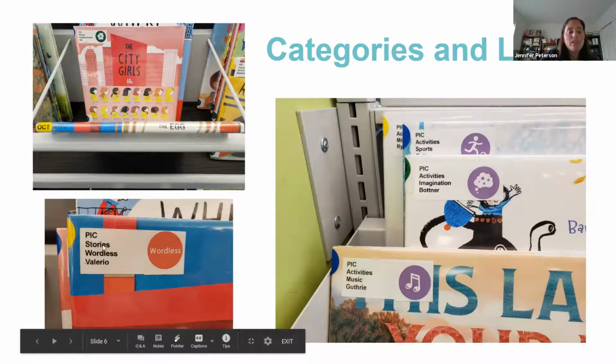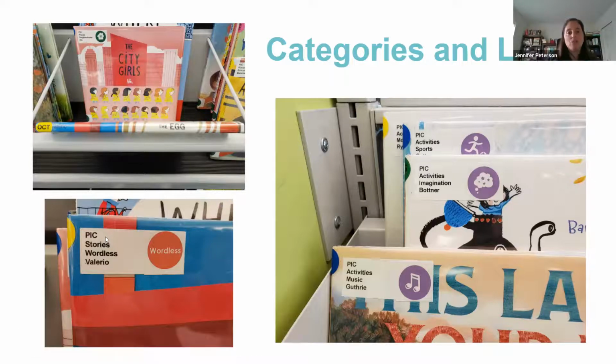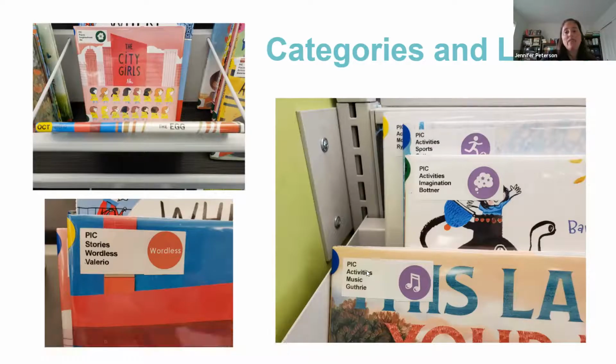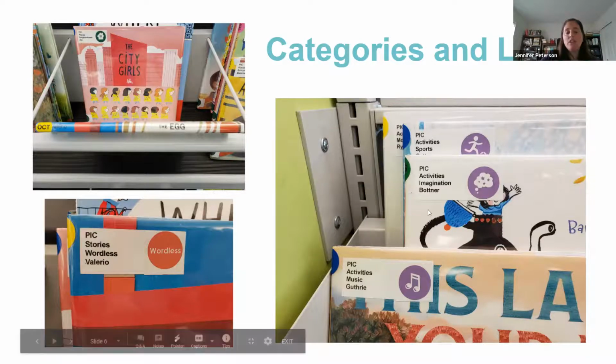So you'll see we start with pick, and pick is our general picture books in the youth department. And then you see our main category here, stories, activities. And then underneath that, we have our subcategories. We have here wordless, which is within stories. Over here, we have music, imagination, sports.